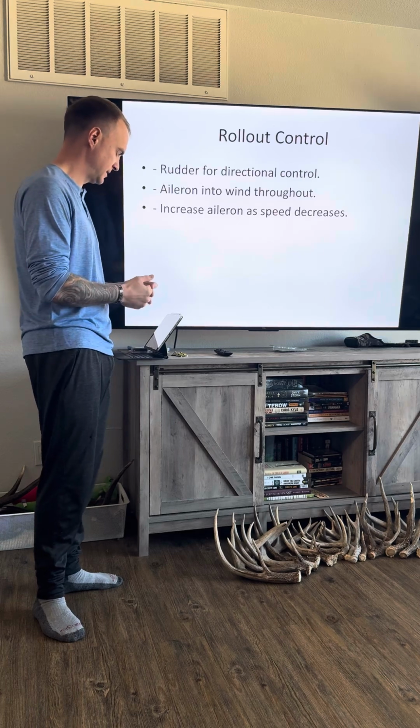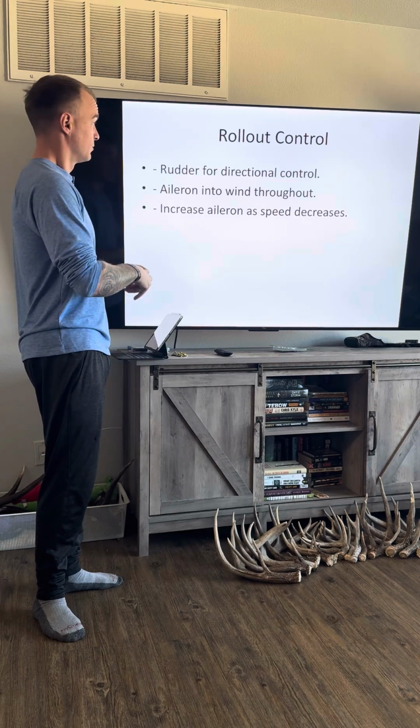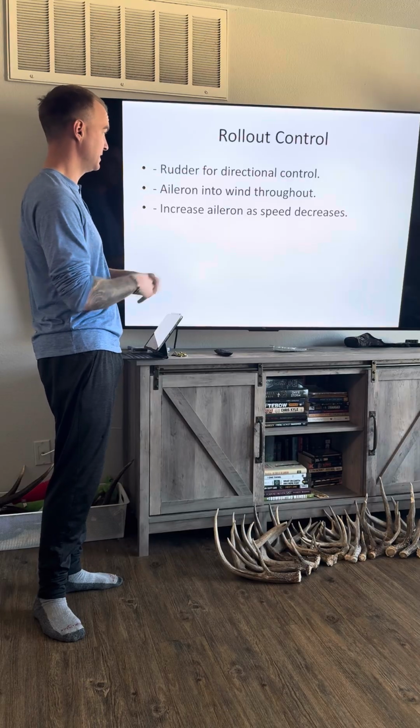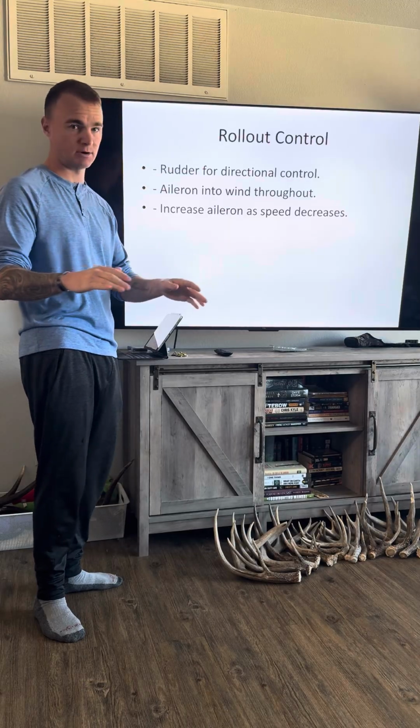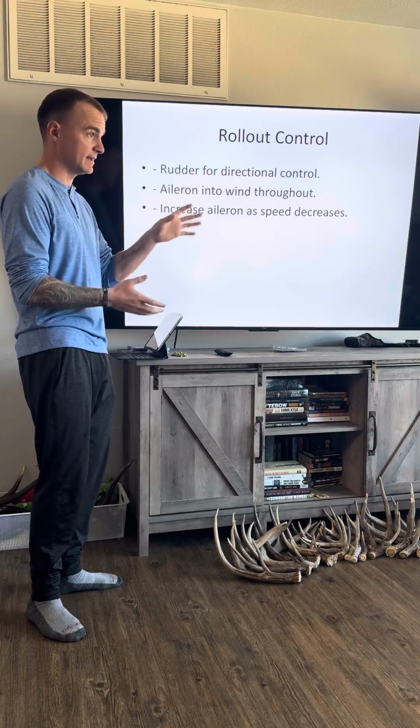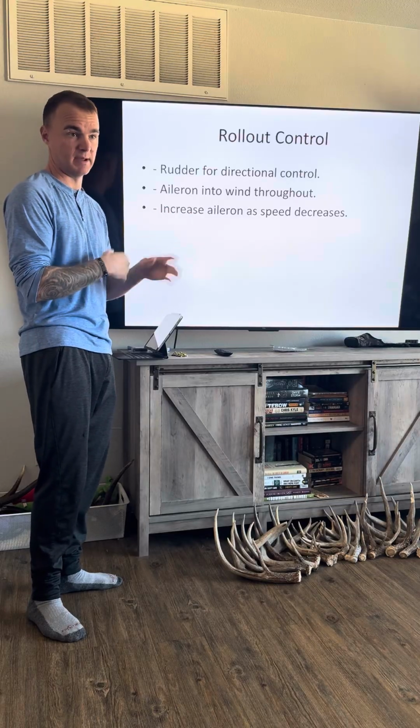Rollout control. We've got the rudder for directional control, and our aileron into the wind throughout all of our crosswind, and you've got to increase that as your speed slows down to maintain that correction.